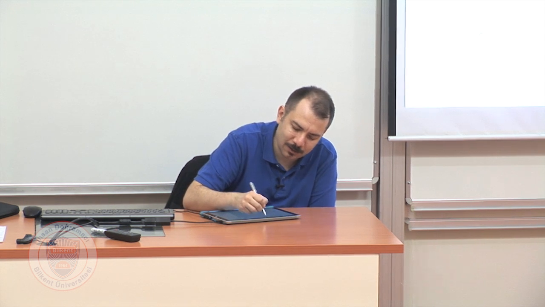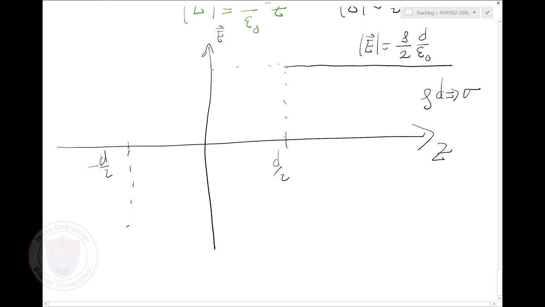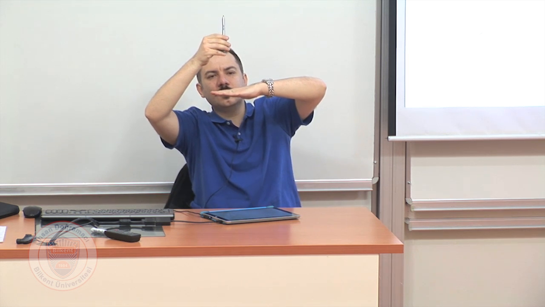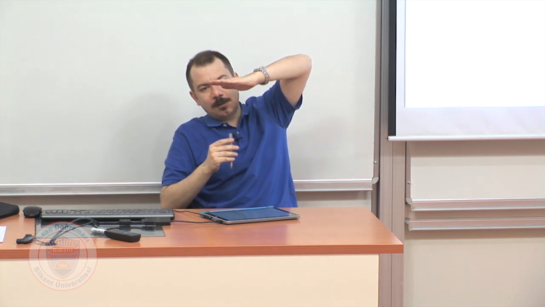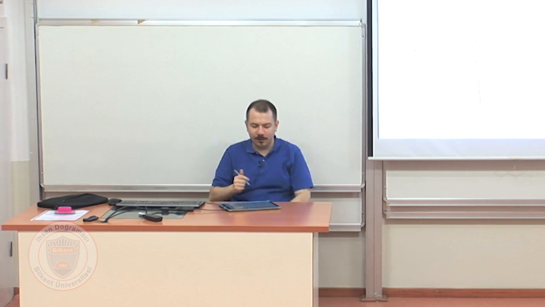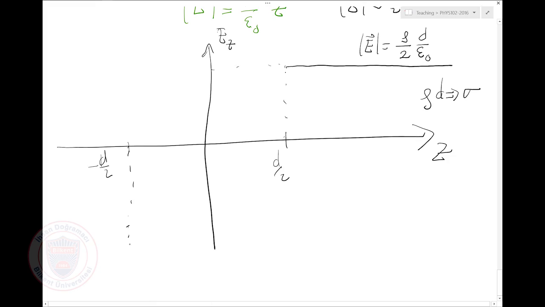Good. How about on the other side of my plane, on the other side of my slab? Well, the magnitude of E will be the same, so maybe I should not plot the magnitude of E, but the z component of E. That's more informative. By symmetry, the magnitude will exactly be the same, but the direction will be reversed. So the z component is again a constant, but it is rho d over 2 epsilon 0 with a minus sign.